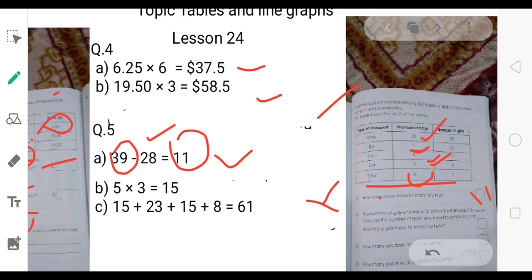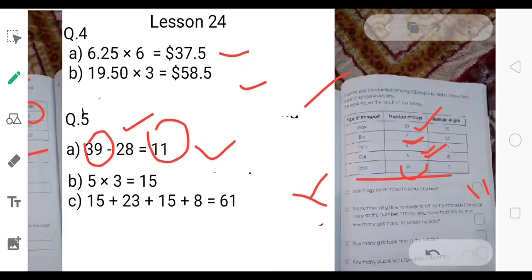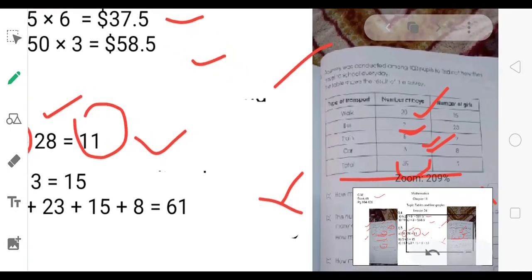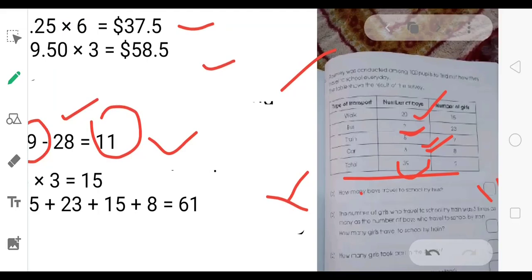Okay, the next question. The number of girls who travel to school by train was 3 times as many as the number of boys who travel to school by bus. How many girls have traveled to school by train?